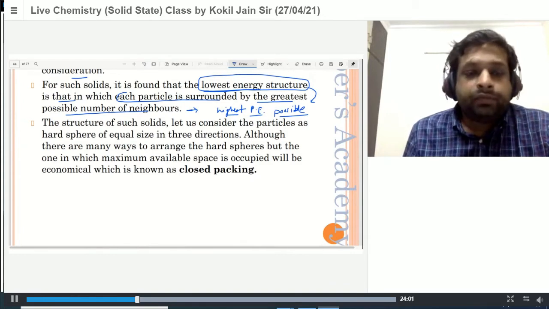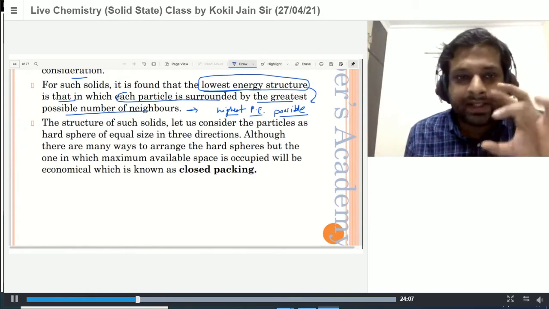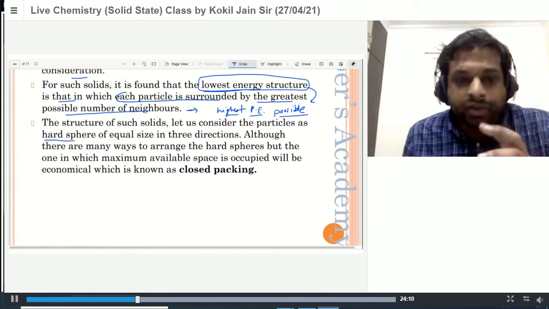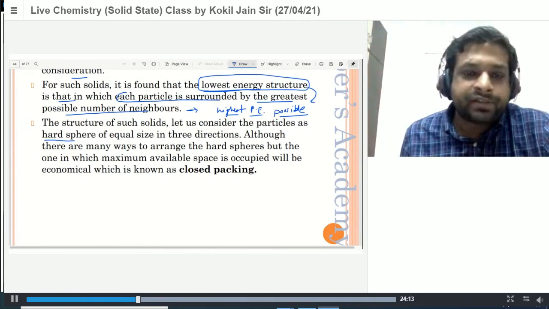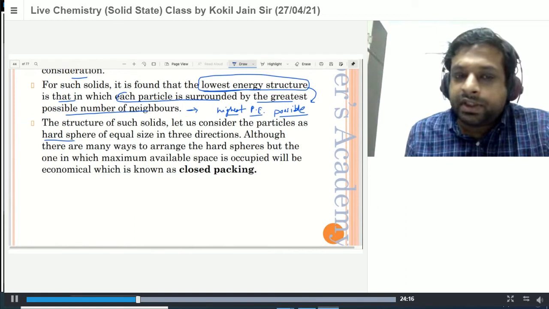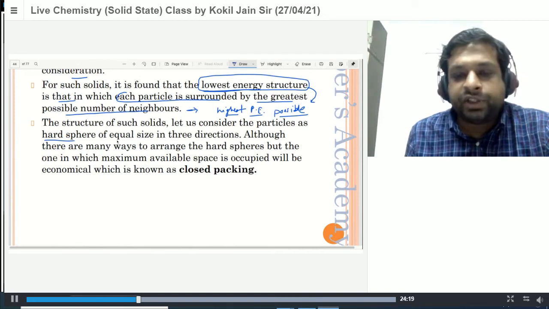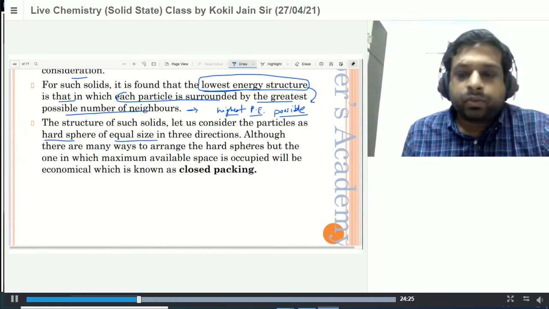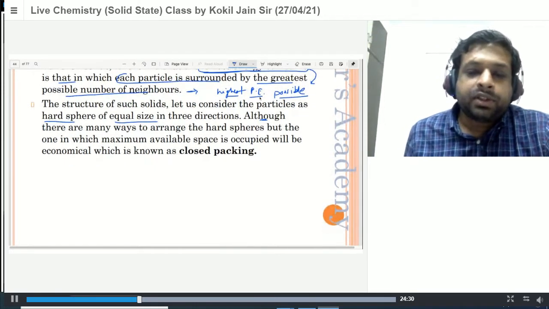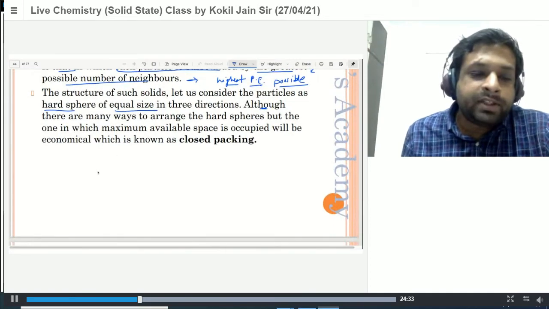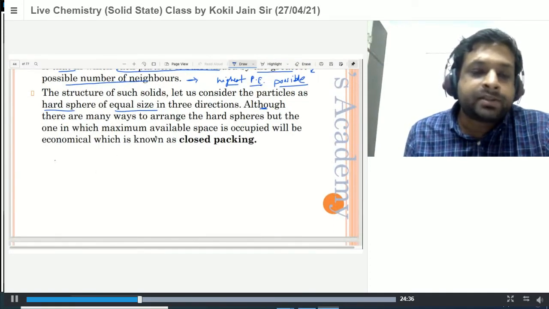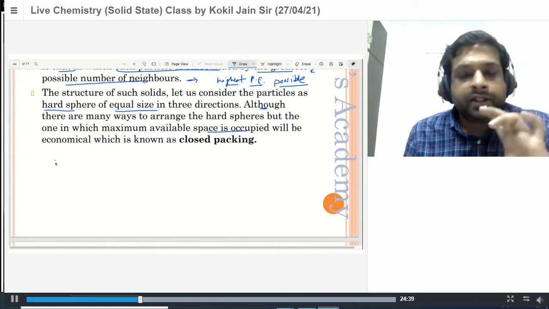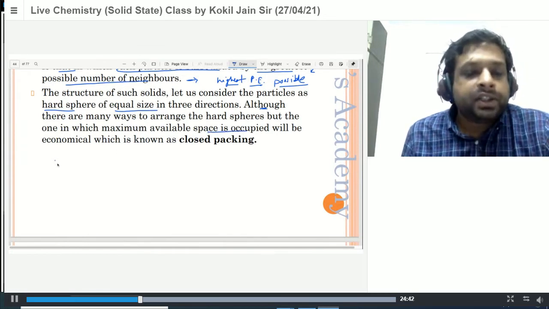Keep in mind, for such solids we will consider them as hard spheres. Although they are not hard as such, we are assuming hard spheres here, and we are assuming that all the spheres are of equal size. Now, how do we arrange these hard spheres? We will arrange them in such a fashion that the maximum available space inside that unit cell, inside that arrangement, is occupied.